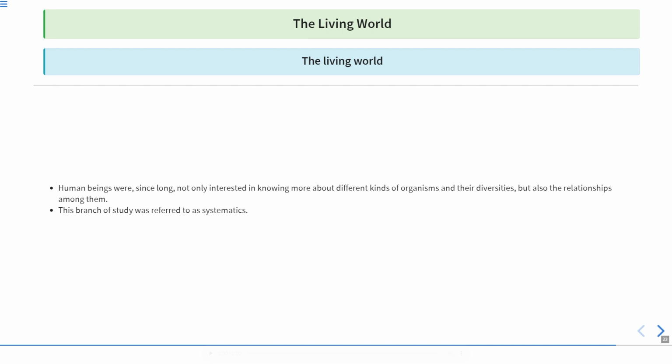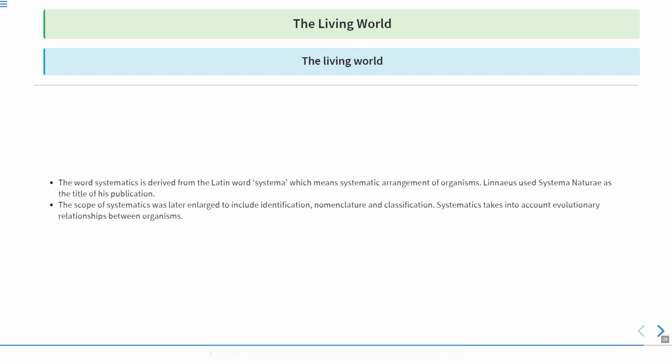So this branch of study was referred to as systematics. When you build up the relationship between the organisms, that is called systematics. The word systematics is derived from the Latin word systema, which means systematic arrangement of organisms. When there is a systematic arrangement of organisms, you know the relationship: organism A is having a relationship with organism B. So that is called systematics.